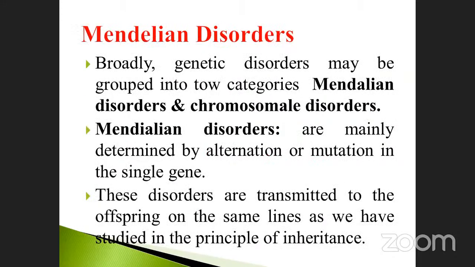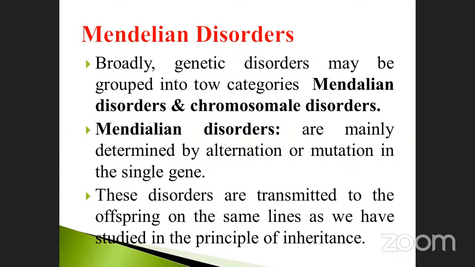The Mendelian disorder is divided into two categories: Mendelian disorder and chromosomal disorders. The Mendelian disorders are mainly determined by alteration or mutation. What is alteration? Suppose the adenine present in the 15th position is replaced by another nucleotide. And mutation is similar. Mutation means sudden changes that take place due to physical, chemical, and also biological processes. A particular gene will be completely removed from the nucleotide or chromosomes, whatever it may be.